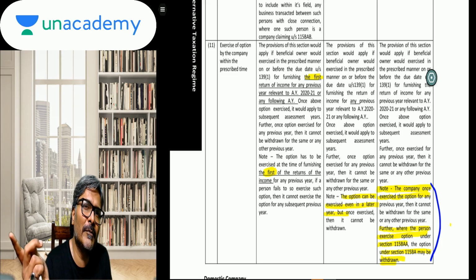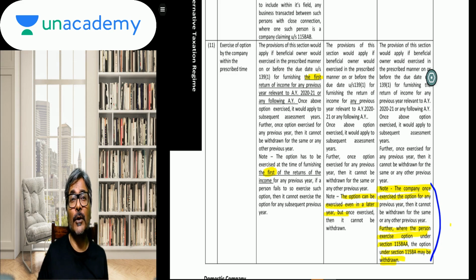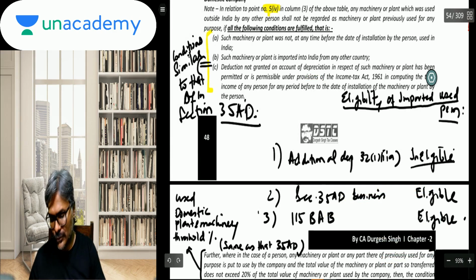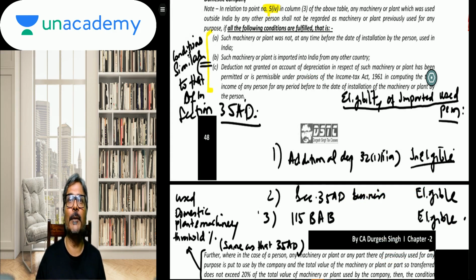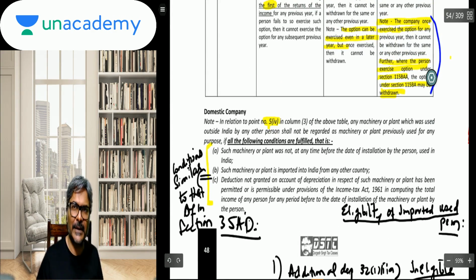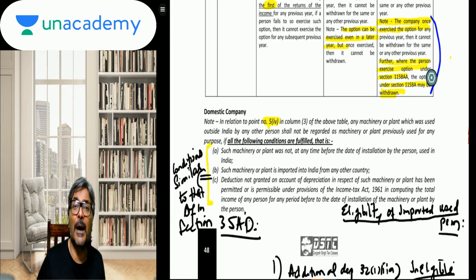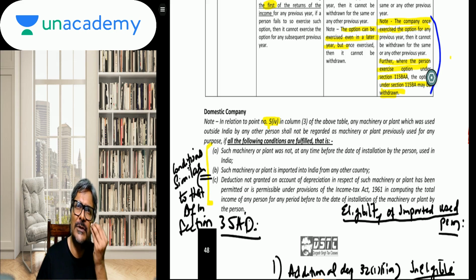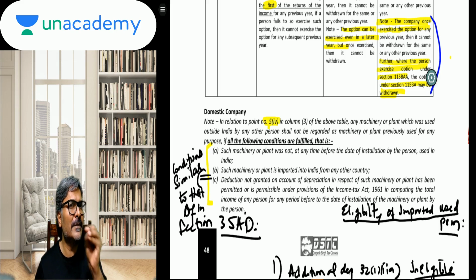So you can withdraw 115BA for opting for 115BAA, not for what? Not for the normal provision. So you cannot go to the normal provision by opting out of 115BA if at all you have taken 115BA earlier. Now students, just have a look at that condition. Remember that the old plant and machinery should not be used for the purpose of this 115BAB business. Question therefore is, do we have any exception that I can use some old plant and machinery? Why I'm emphasizing on this?